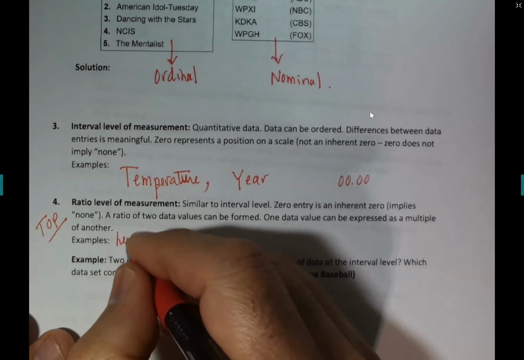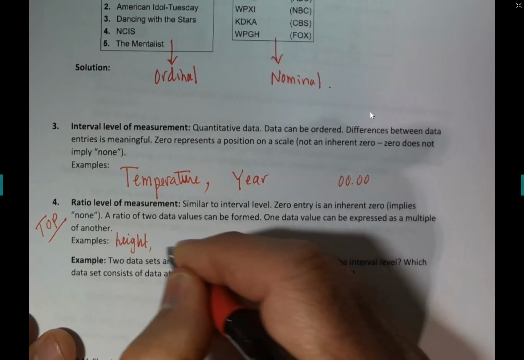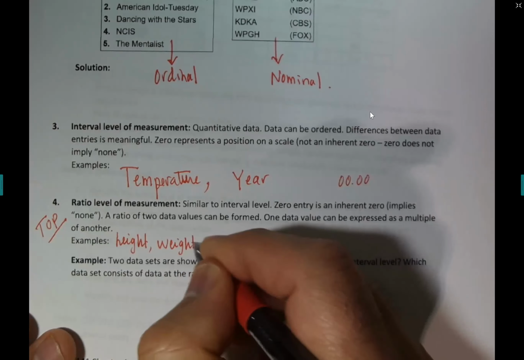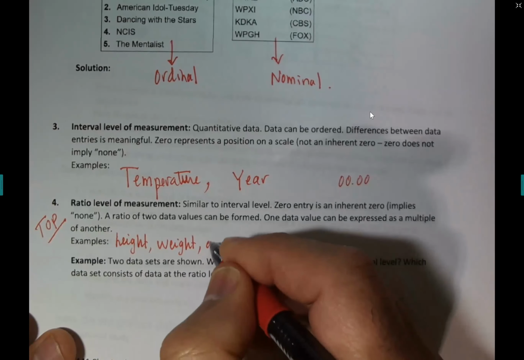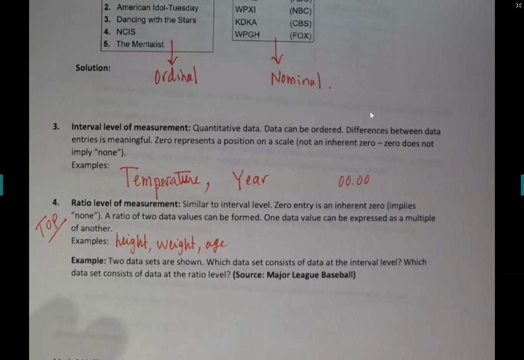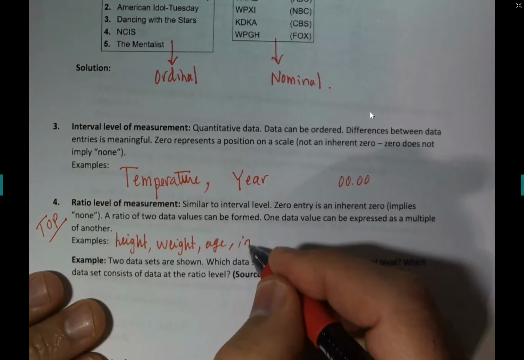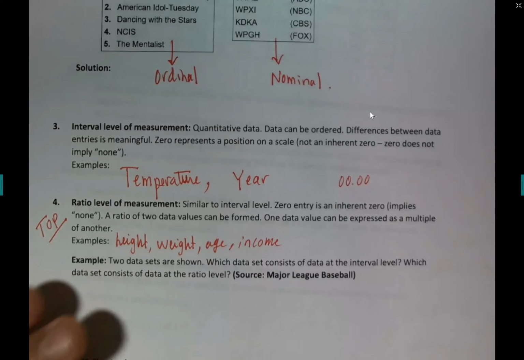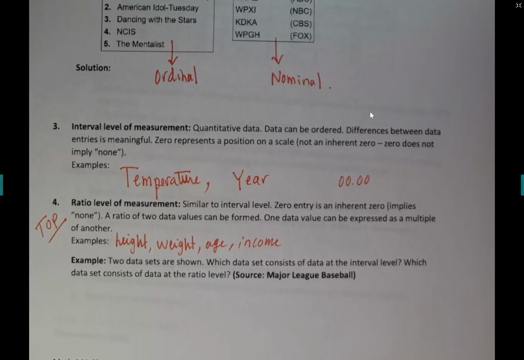Height, weight, age. Like, if a person is 8 years old and another person is 16, you can say that 16 is twice as old as the 8. So that makes sense. 0 means nothing. If the weight is 0, it means there is nothing. If the height is 0, it means nothing. Income. I don't know if you can come up with some more examples, guys, of ratio level. Sharing with me.